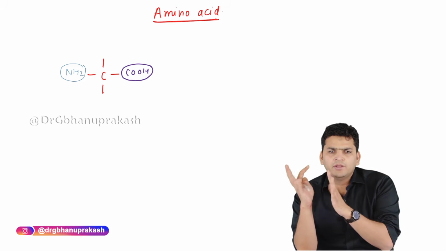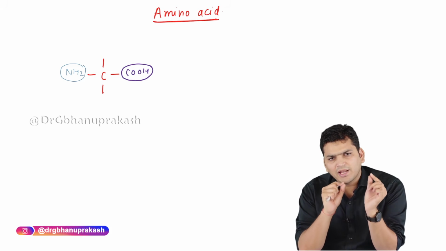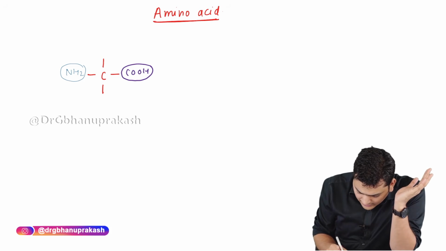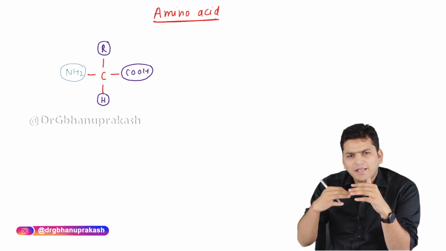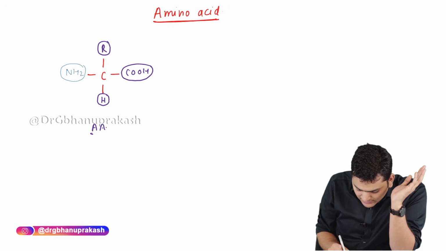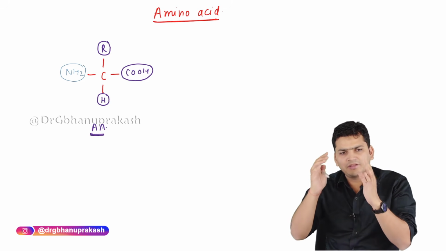Amino means NH2, acidic means COOH. If we have the amino group and the acidic group at the same time, that is called an amino acid. The third valency is hydrogen and the fourth valency can be anything, so I am writing R. It can be sulfur, it can be alcohol, it can be anything. So this is the basic structure of amino acid.